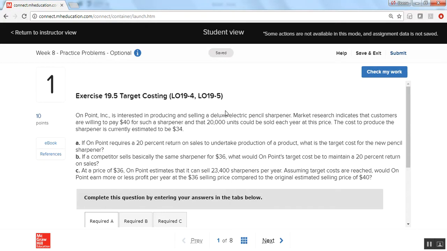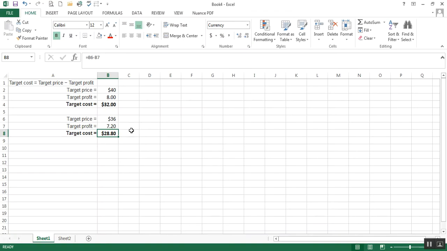At a price of $36, OnPoint estimates that it can sell 23,400 sharpeners per year. Assuming target costs are reached, would OnPoint earn more or less profit per year at the $36 selling price compared to the original estimate selling price of $40? So here we would look at the target profit for each product.